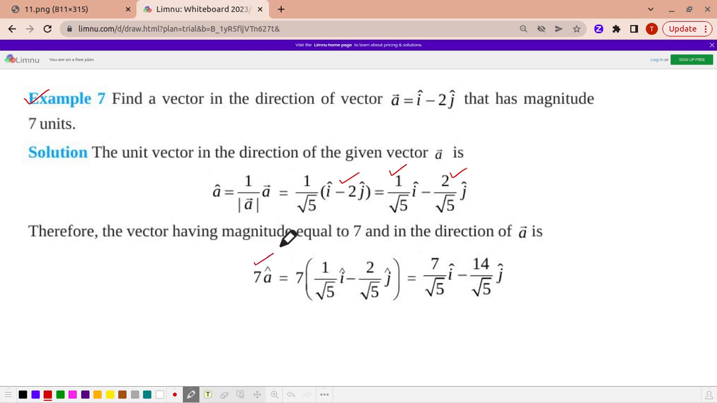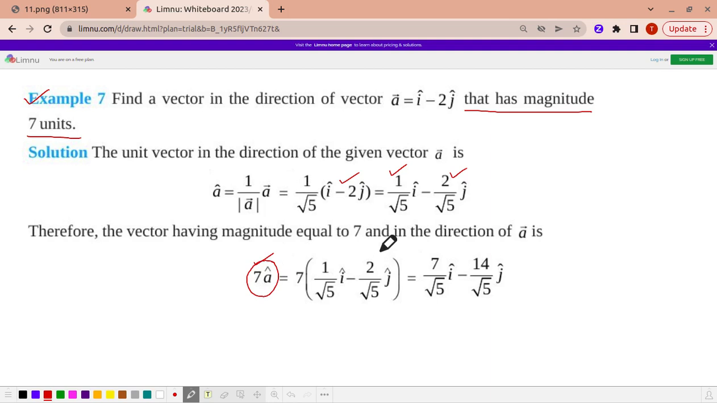Why so? Because the question is to find a vector in the direction of the vector. The moment it is the direction of the vector, first we find the unit vector in the direction of the given vector, that is a cap. The next part is that it has magnitude 7 units. That means whatever unit vector we got, we multiply it by a scalar 7. So the actual answer to this question will be 7 a cap.